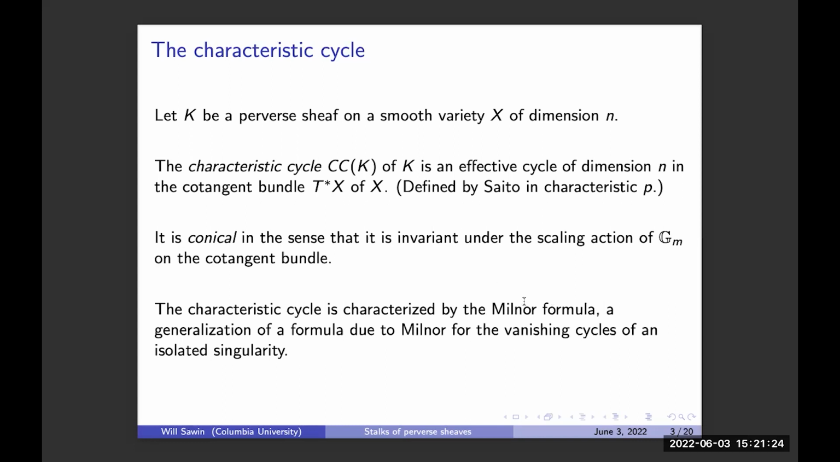And the way that you define the characteristic cycle in characteristic P is by using the Milnor Formula, which is a property satisfied by the characteristic cycle, which I'll discuss on the next slide, and it generalizes this very classical formula of Milnor for the dimension of the space of vanishing cycles of an isolated singularity.